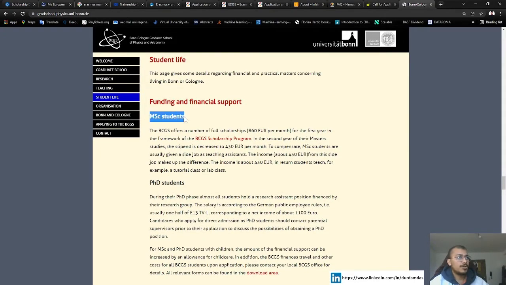So let's say for the master students, you will get a scholarship of 860 euro per month for the first year. And for the second year, the scholarship will be reduced to 430 euros per month. Now this might sound strange, but it's not, it's quite usual. So what happens is that you would get a side job as a teaching assistant, and from there you would earn 430 euros. So it basically sums up to 860 euros. Or it depends on what type of side job you get. So you might get even paid more in the side job. And yeah, it's basically simple lab work and some teaching jobs and helping the professor basically.